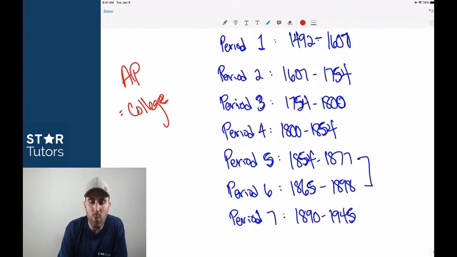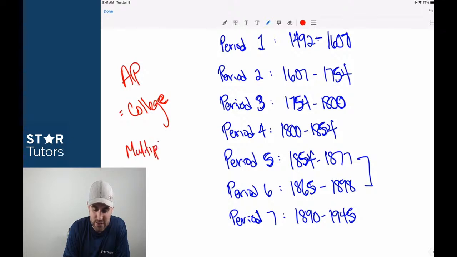But most importantly, when you get to the multiple choice questions, this is the one that students tend to struggle with the most. Multiple choice.